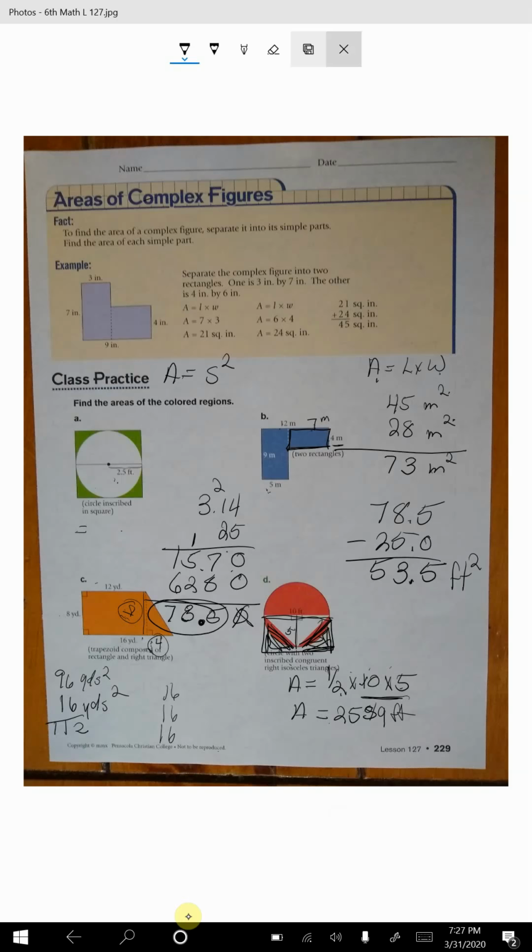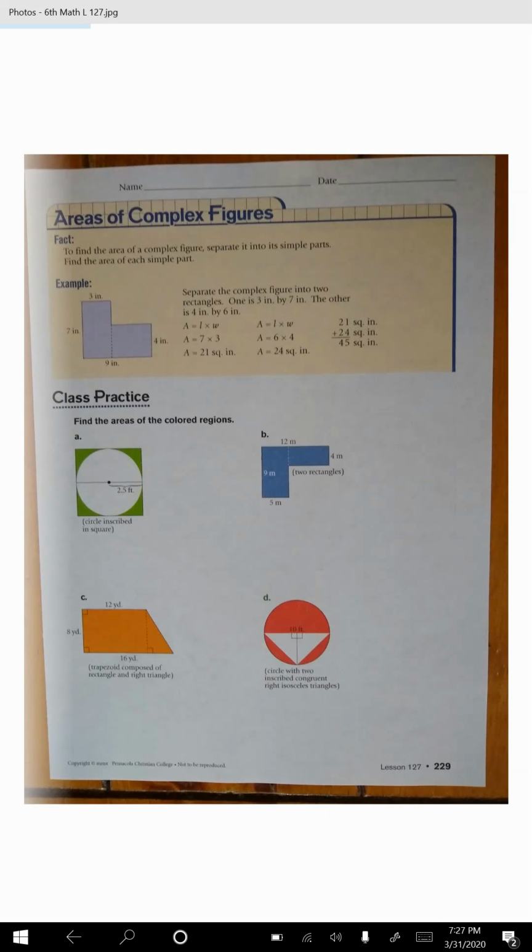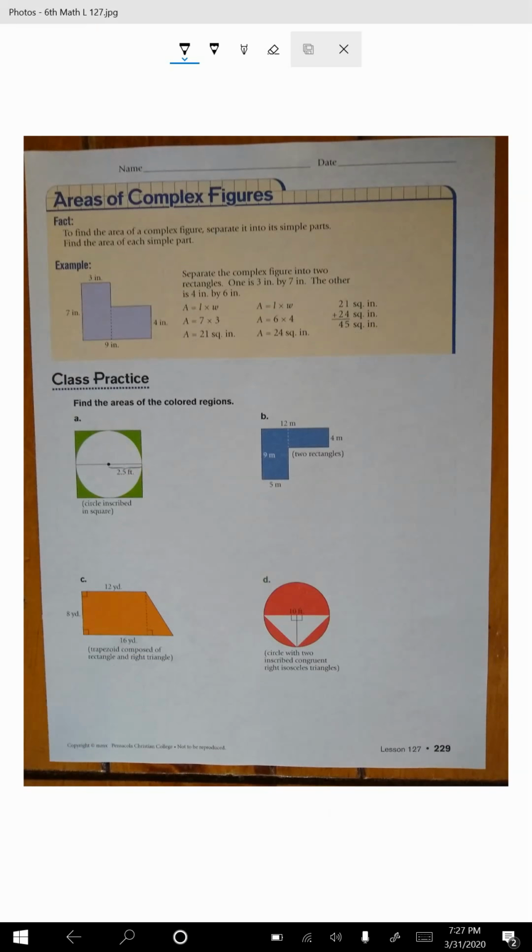All right. Let me find page 2. Okay. Whoops. Not what I want to do. I can't ever get it to just flip right away.